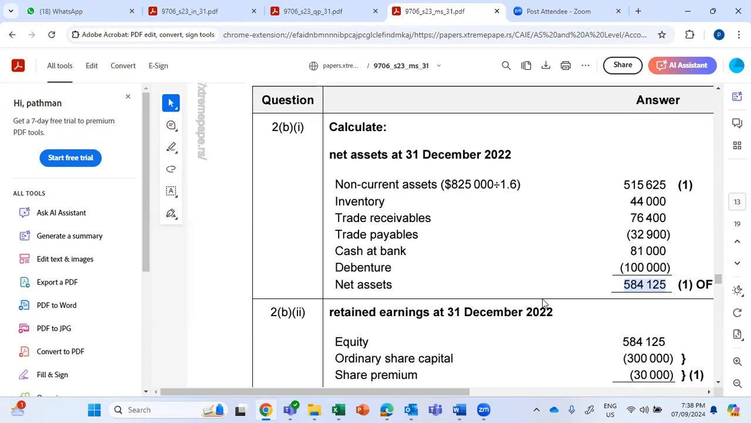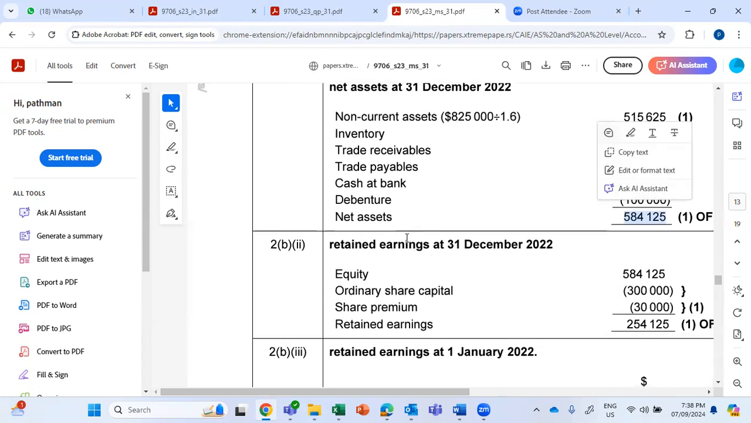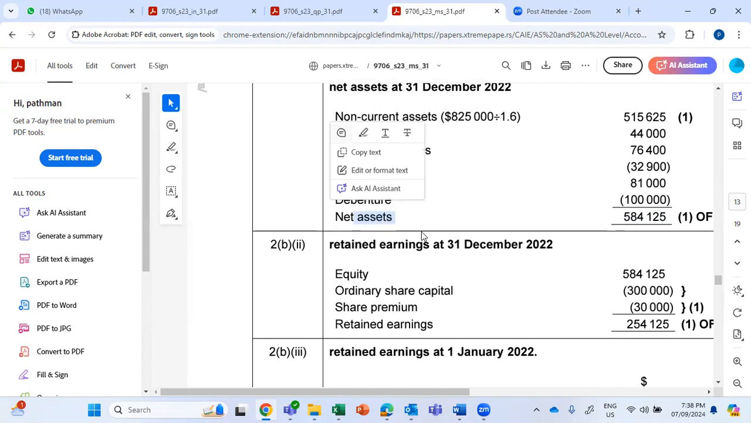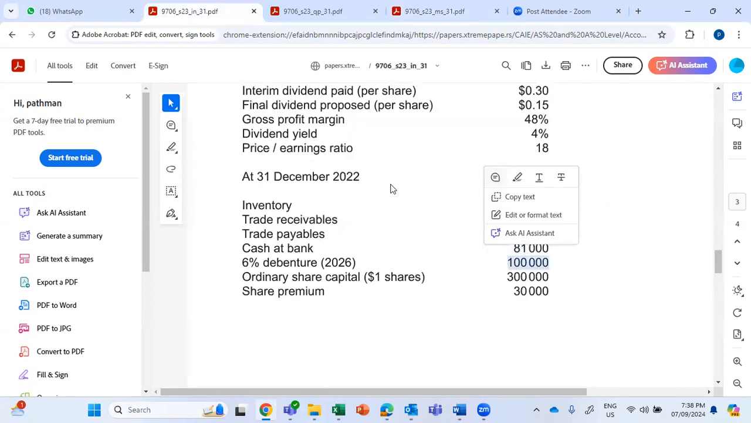Okay, so calculating everything, this is our net assets. Total assets minus total liabilities. Okay, now remember, net asset also means equity. Okay, equity. So equity means capital plus all the reserves. Okay, so this idea is connected to what you're asked in the next section.